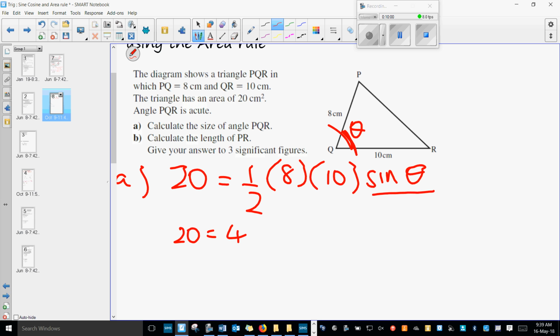Why do you have that too? I didn't multiply by 2. I did a half multiplied by 8 multiplied by 10. So I worked out what they were. Okay?